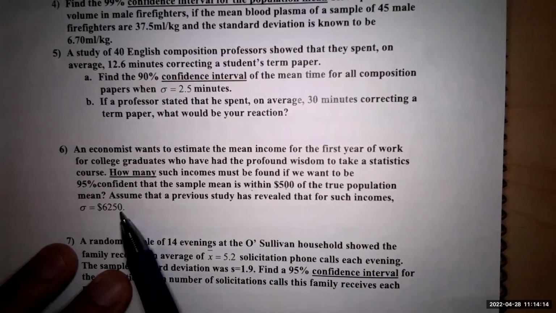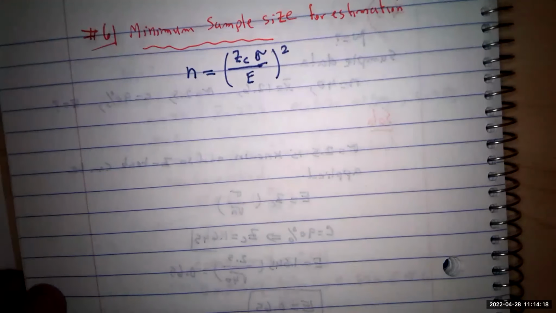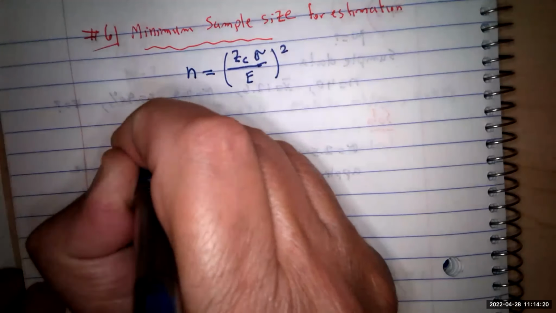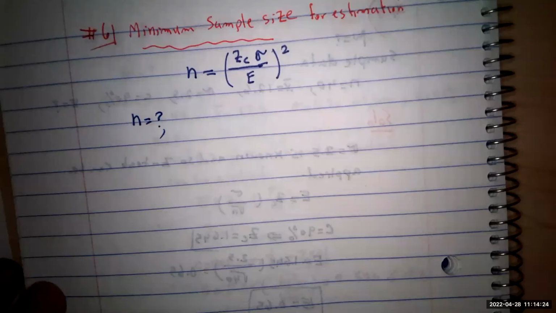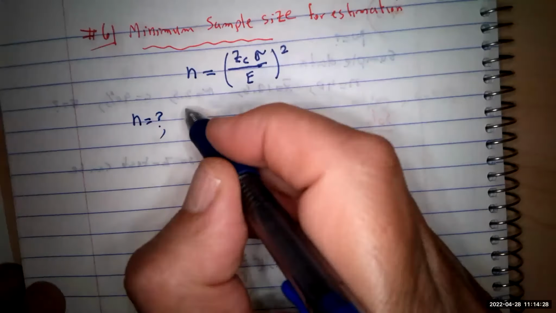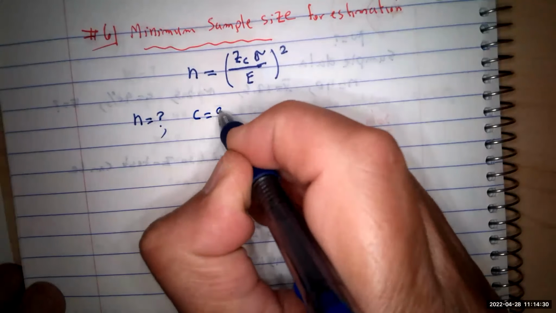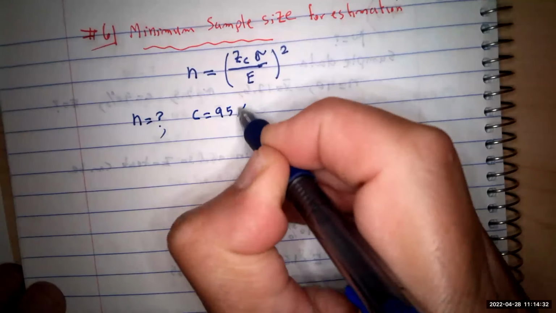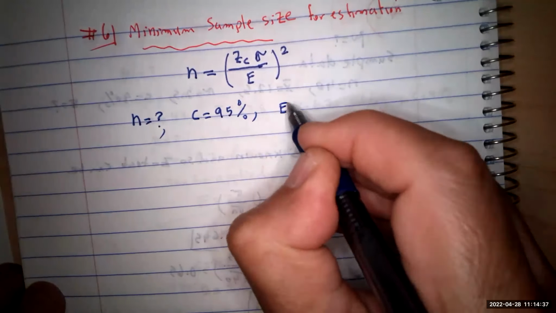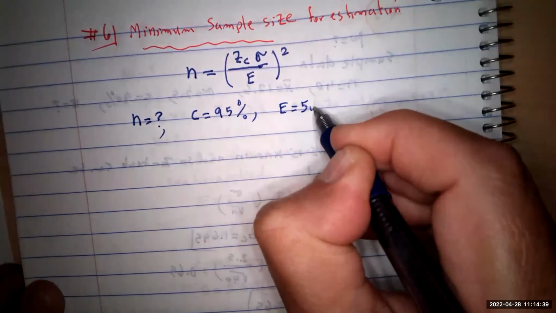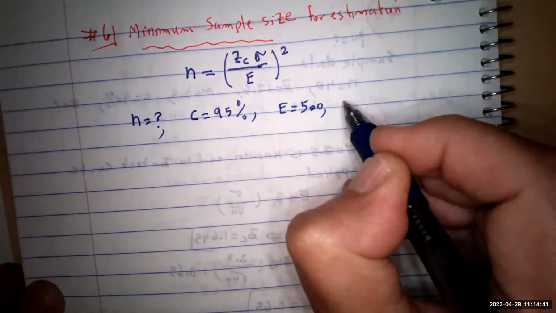Okay, and the sigma is given to you. So this is how we're going to do it. As soon as they say how many, you realize that the N is missing. So N is missing. You want to do it with a confidence of 95%, so C is equal to 95%. Within 500 means E, the marginal error, is 500. And the sigma is already given to you.